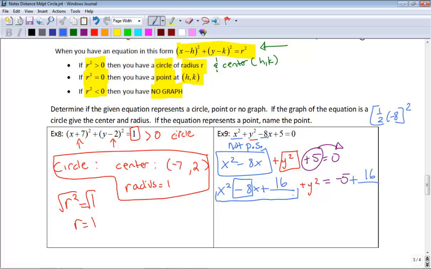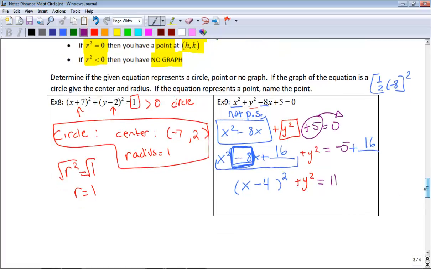Now I need to factor x squared minus 8x plus 16. That factors as something squared, and the something is my variable and half of this term. So what is half of negative 8? Half of negative 8 is negative 4. Then my y squared stays as it is. If I add negative 5 plus 16, I end up with positive 11. So this in standard form is (x minus 4) squared plus y squared equals 11.